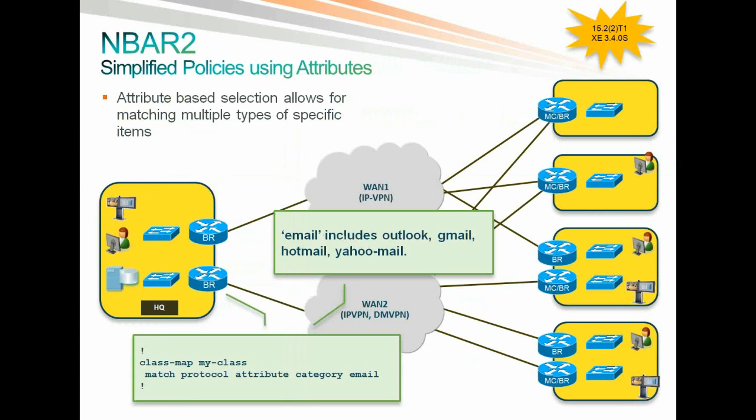Now, NBAR 2 actually provides a way to simplify policies, and what it can do is specify an attribute category, for instance, in this case, email. So what it does is it looks at all email applications within the NBAR construct, which is Outlook, Gmail, Hotmail, all email-based applications, and ties them all together in one specific classification criteria. So you no longer have to specify multiple applications one after the other as a classification criteria on the WAN edge. You can just specify one based on the category.